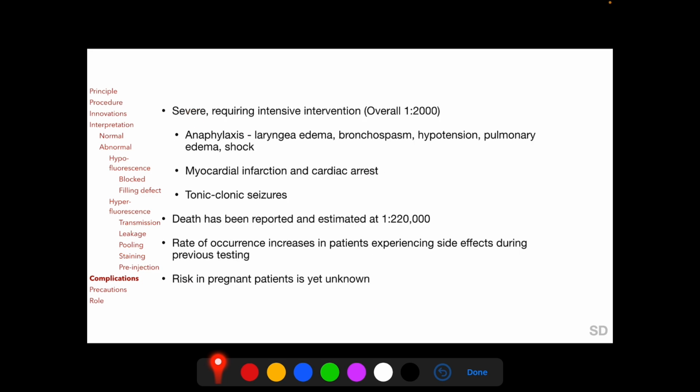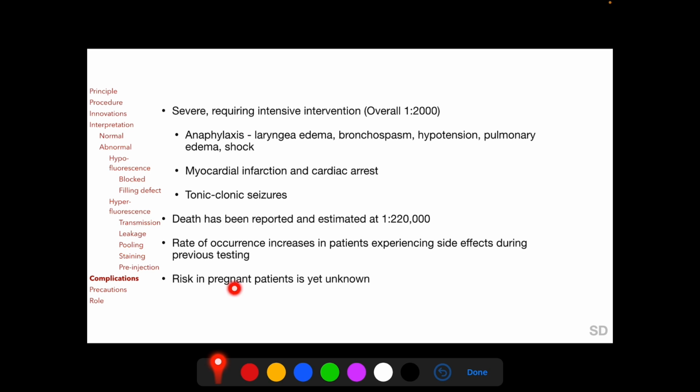And severe reactions which require intensive intervention are said to occur in 1 in 2000 patients undergoing fluorescent angiography and include anaphylaxis, myocardial infarction and cardiac arrest, and tonic-clonic seizures. Death has been reported and is estimated at 1 in 220,000 patients undergoing fluorescent angiography, and the rate of occurrence of these complications increases in patients who have experienced these side effects in previous angiography sessions.